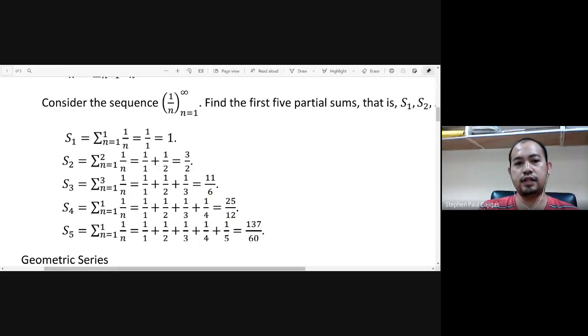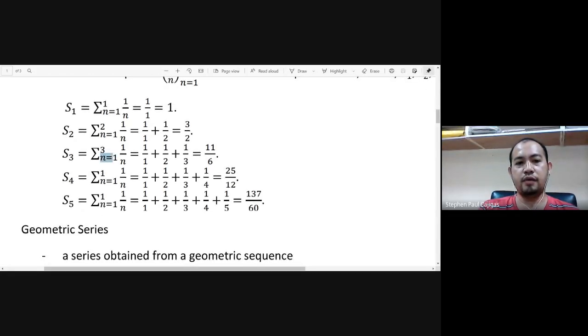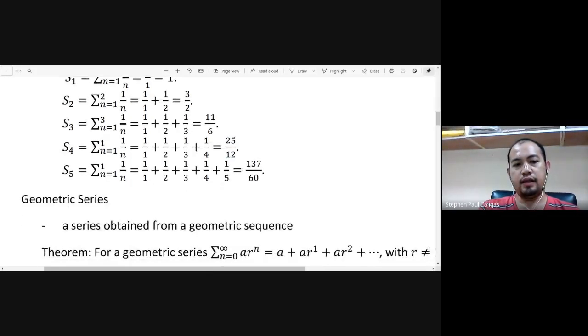If it's just 1, that's just the first number, so 1. The second partial sum is from 1 to 2, so the first term of the sequence plus the second term: 1 plus 1/2, that is 3/2. From n from 1 to 3, we substitute n as 1, then 2, then 3: 1 over 1 plus 1/2, then plus 1/3. When we add those three, it will give us 11 over 6. Then from n from 1 to 4, you add 1 plus 1/2 plus 1/3 plus 1/4. That is 25 over 12. And the fifth partial sum, 1 plus 1/2 plus 1/3 plus 1/4 plus 1/5, will give us 137 over 60, and so on.